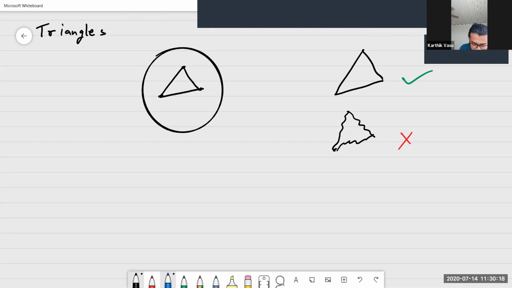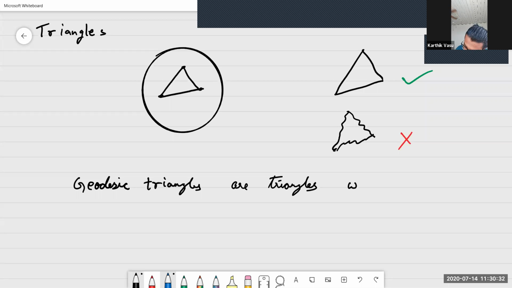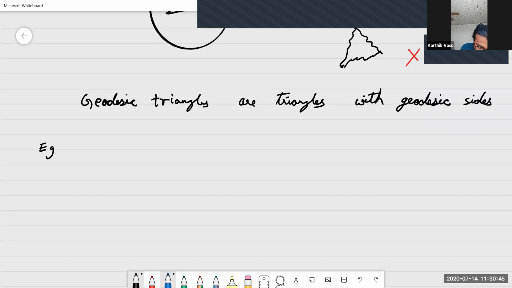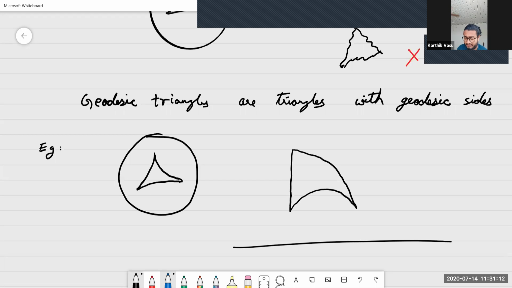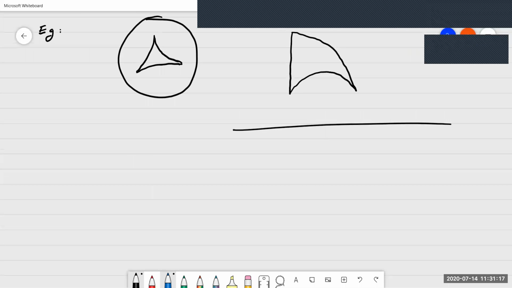I will call the special triangles here geodesic triangles. In the disk, the triangle will look like parts of a circle. In the upper half space, the triangles will look like things like this, parts of circles. There is a special triangle in the hyperbolic space called an ideal triangle.